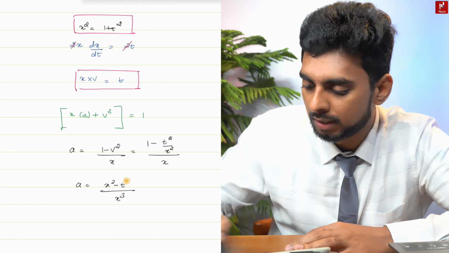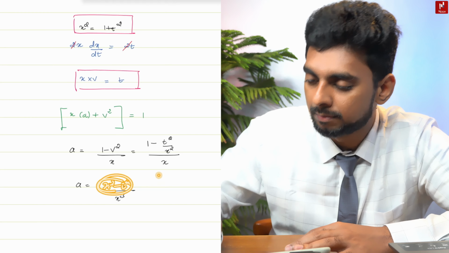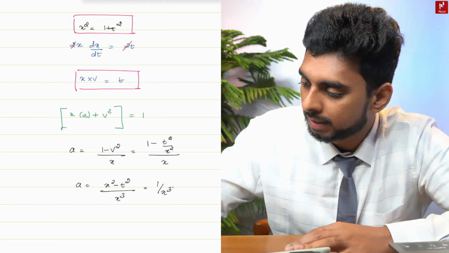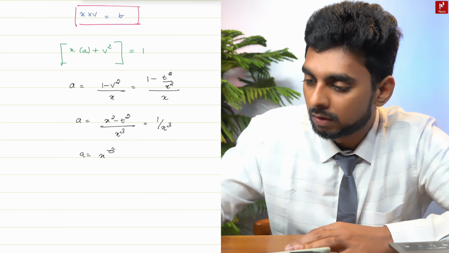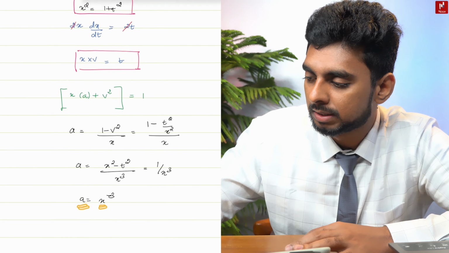Same way here, if you look at this equation, it is x² − t². So this entire term has to be equal to 1. So here you would have got 1 divided by x³, right? So a will be equal to x to the power minus 3. Now I have got the relation between a and x. So the power over there was minus 3.